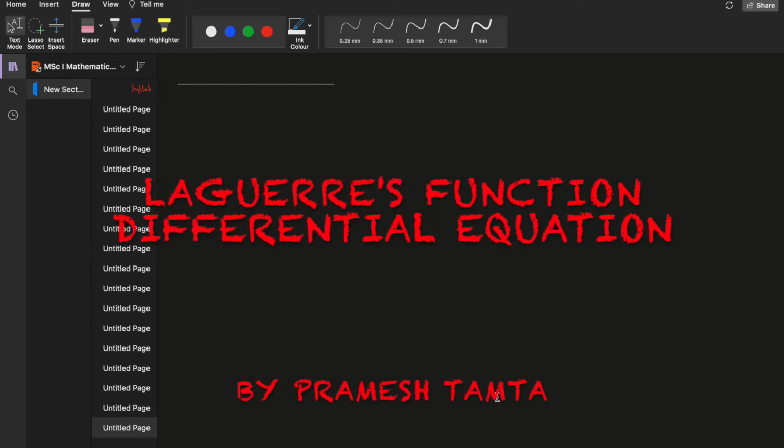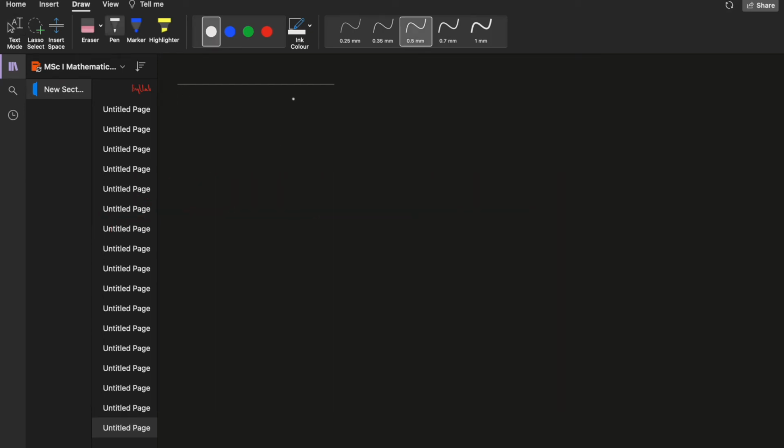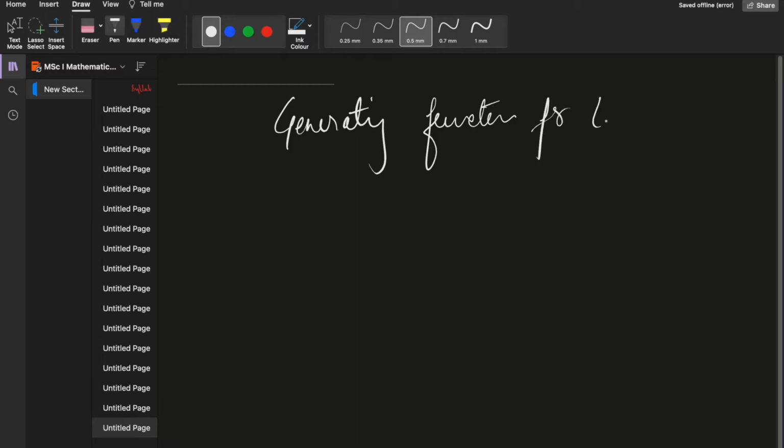Study the generating function for Laguerre function. Generating function for Laguerre function.